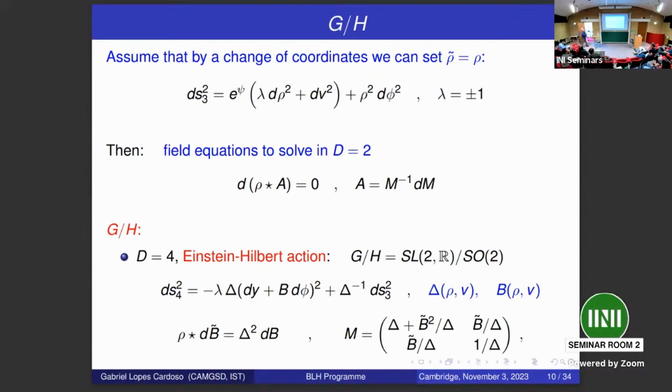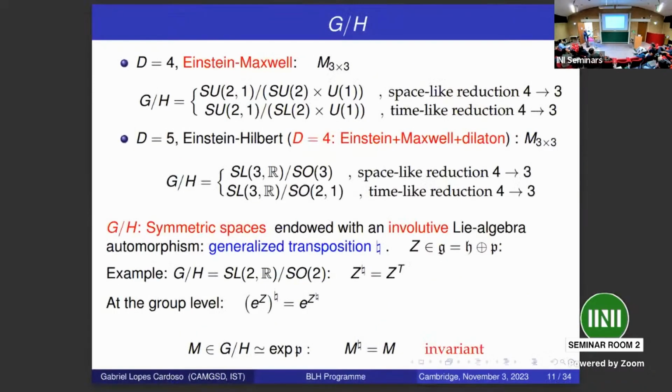Now you can look at more complicated theories. Suppose then that you want to start with an Einstein-Maxwell theory in 4 dimensions. Then you discover that as you go from 4 to 3 to 2, the coset space you get will be based on the Lie group SU(2,1). And this means that your matrices M will now be 3 times 3 matrices, whose entries will then depend on rho and v.